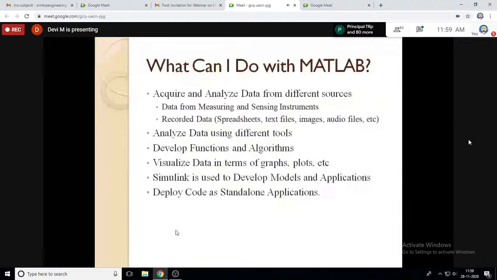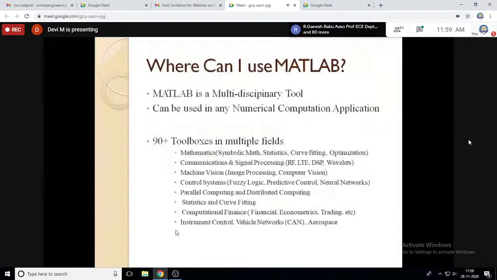Other things your staff has already told about MATLAB: what is MATLAB and how to use it. He indicated toolboxes in his session. So you have 90 plus toolboxes. Again, the information which I am sharing here, this toolbox count is regarding the 2013 version. You have 90 plus toolboxes. What is a toolbox? Each and every individual toolbox has been designed for specific work.